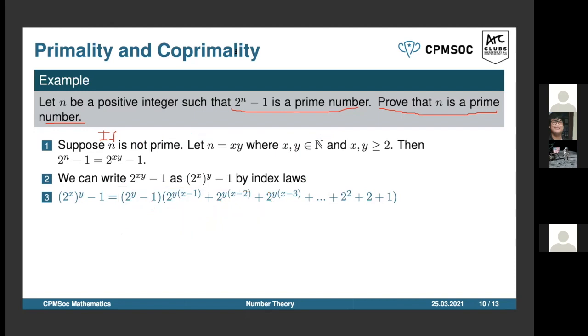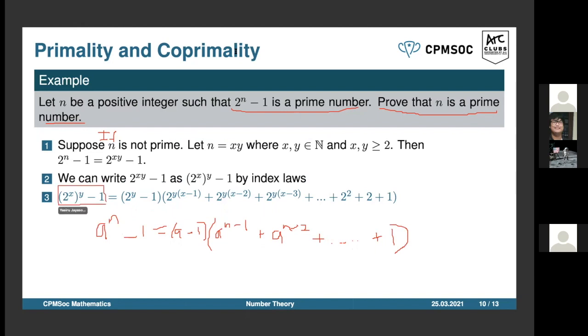You might remember from high school that you can factorize a to the n minus 1 as a minus 1 times a to the n minus 1 plus a to the n minus 2 plus dot dot dot plus 1. So we can use this factorization over here.